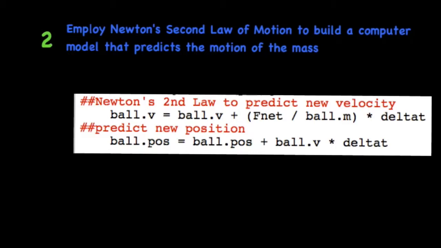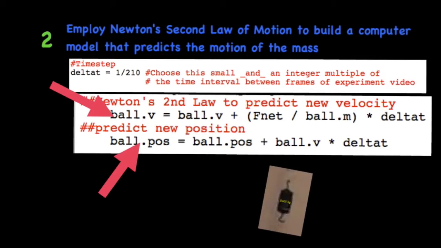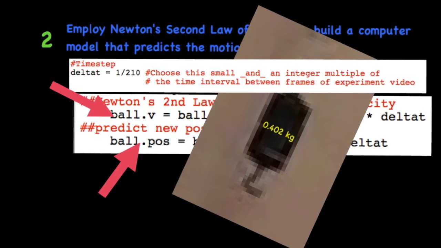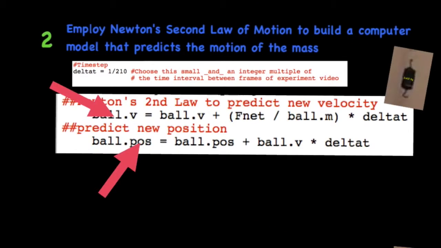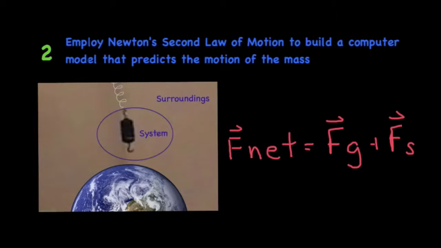Newton's second law allows us to predict a future velocity from a current velocity. We can then use this new velocity to predict a new position. But for this to work, we must first have initialized delta t, and we need the mass, which is 0.402 kilograms. But crucially, we need to know the net force. And in order to do that, we need to define our system. Choosing the mass as the system, there are only two significant interactions with the surroundings: the weight force, Fg, and the spring force, Fs. The net force is the sum of these.